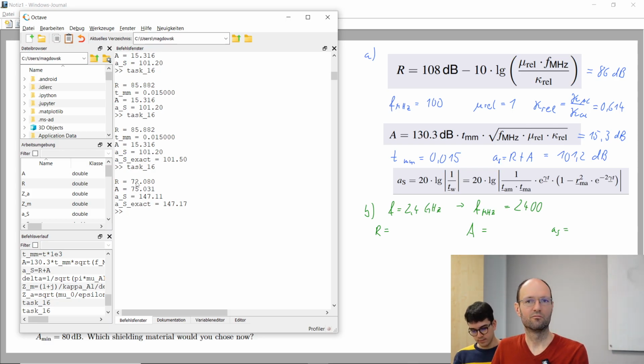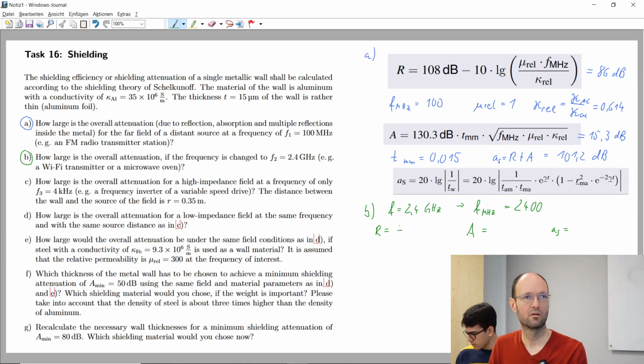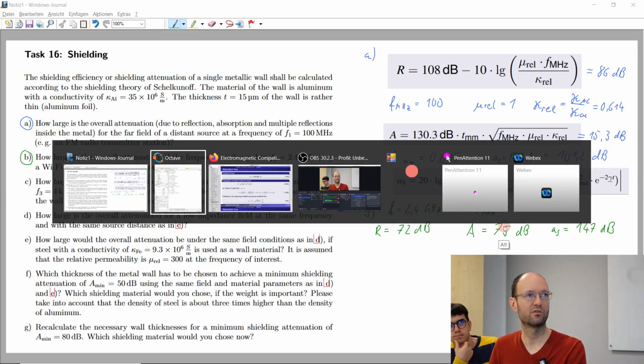There's no error, fortunately, in the script. So the reflection loss, as discussed, was going down, decreased to 72 decibels. But the absorption loss increased, as already discussed before, to 75. So 72 and 75 together is 147 decibels of total shielding attenuation, and this is once again much larger than 10, so we don't need to take into account the multiple reflection loss.